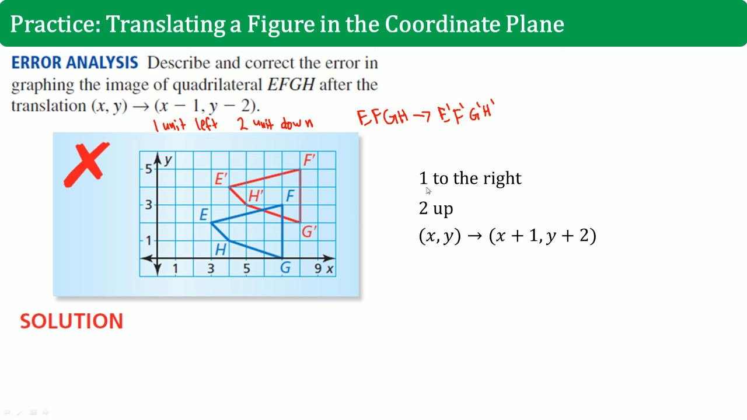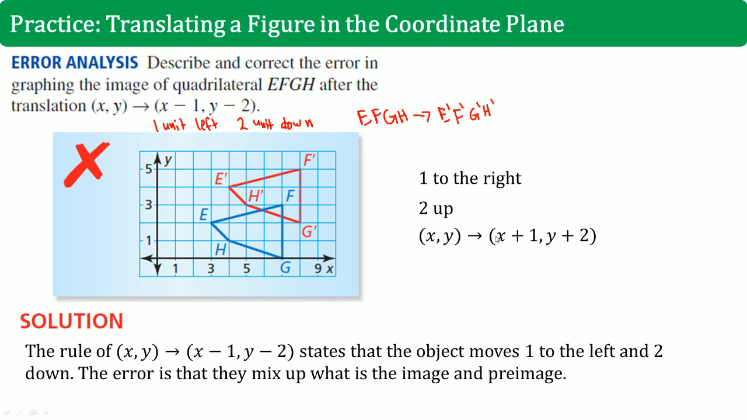If we go from E to E prime, okay, this is the rule. It's actually going 1 unit to the right and 2 units up. Do you see how this contradicts with this? That's the error. The rule that was stated says the object moves 1 unit left and 2 units down. We wrote that right here, which is mixed up with this.